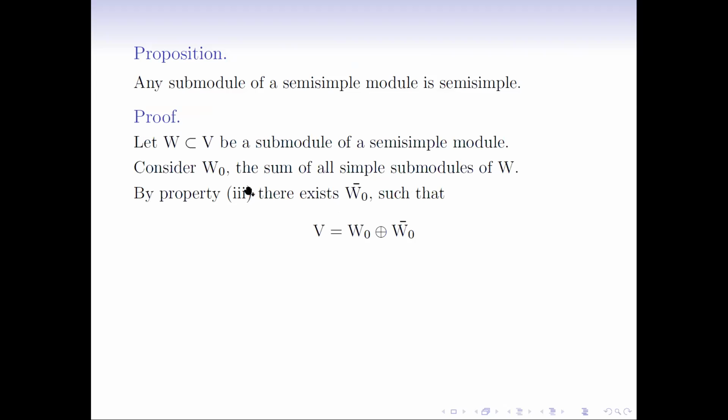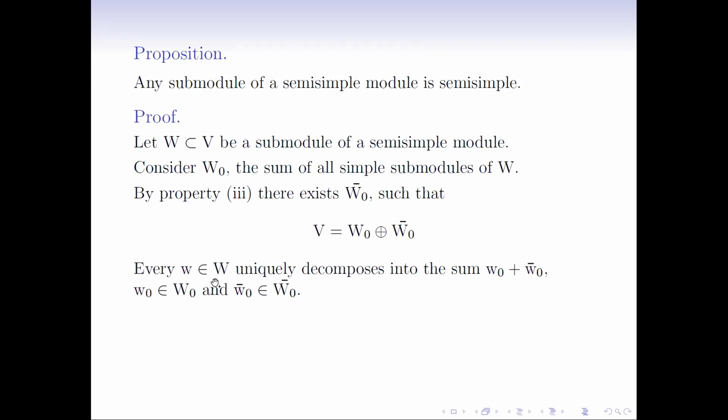By property 3, because the module V is semi-simple, there exists W0 bar, a complement to W0 inside V, such that V is a direct sum of W0 plus W0 bar. It means that every element in V decomposes uniquely into the sum of two elements. One belongs to W0 and the second to W0 bar.